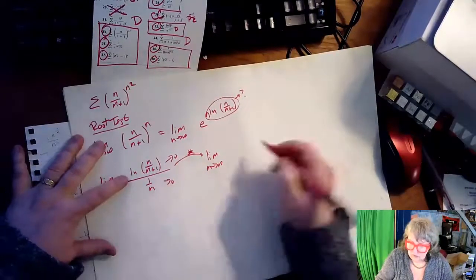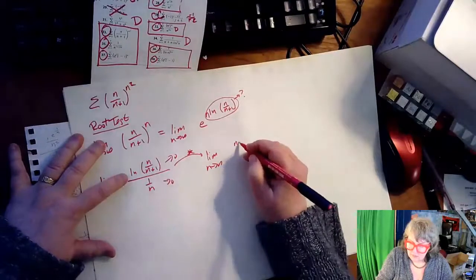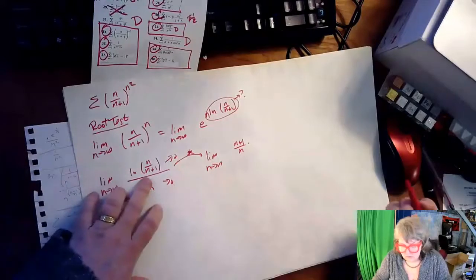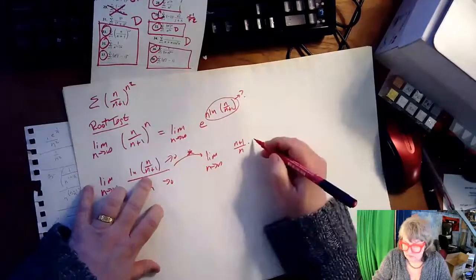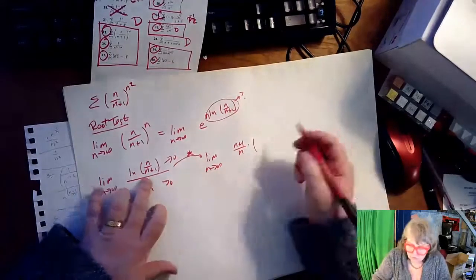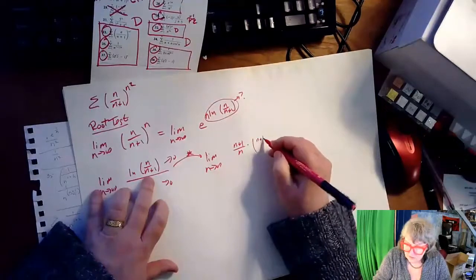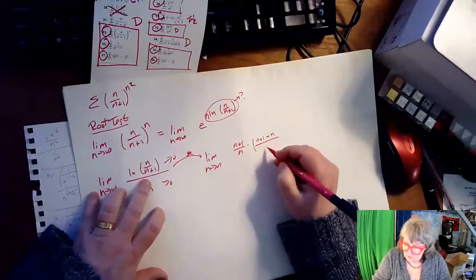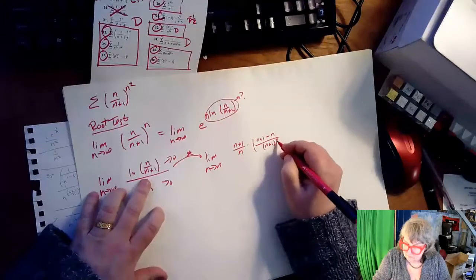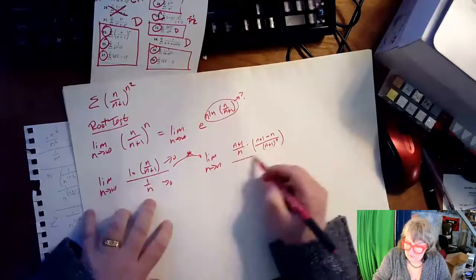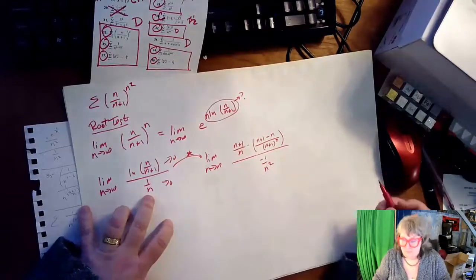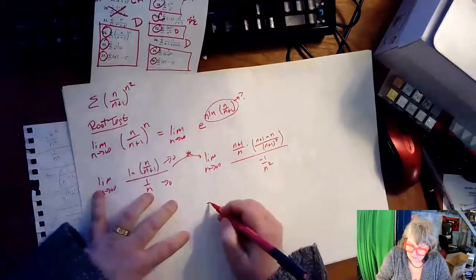The derivative of natural log of crap is 1 over crap, so I've got n plus 1 over n times the derivative. Oh, there's no cute way of doing the derivative. I'm just going to have to do quotient rule. The bottom times the derivative of the top minus the top times the derivative of the bottom over the bottom squared. And the derivative of the bottom is negative 1 over n squared. So let's clean this mess up a little bit so I can see what I got.